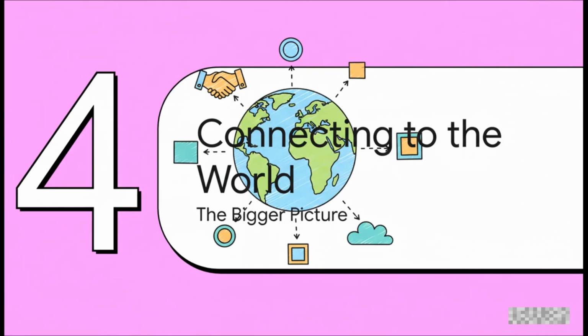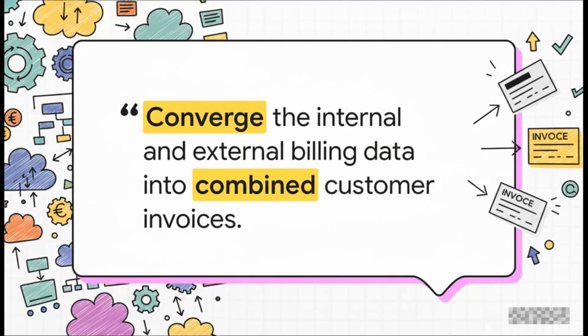So far, we've pretty much stayed inside the walls of our own company's system. But modern business is all about connecting to the outside world, right? So let's zoom out and look at the bigger picture. This quote really nails the challenge of a modern business. Converge the internal and external billing data into combined customer invoices. Okay, so what does that actually mean in plain English?